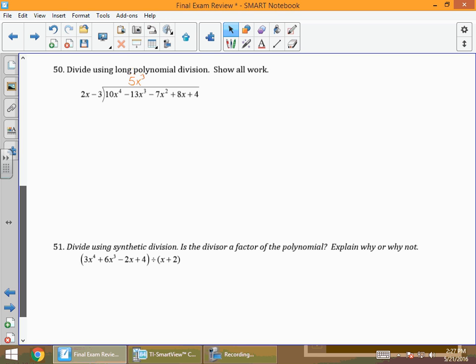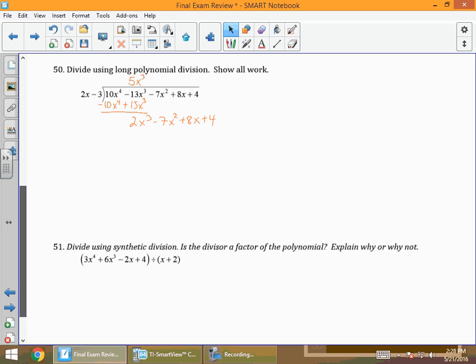5x cubed times 2x is 10x to the 4. 5x cubed times negative 3 is negative 15x cubed. Draw the line and change the signs. So that becomes a negative, that becomes a positive. When I add straight down, my first one is 0, and then negative 13 plus 15 is 2x cubed. My 7x squared, 8x, and 4 all come down.